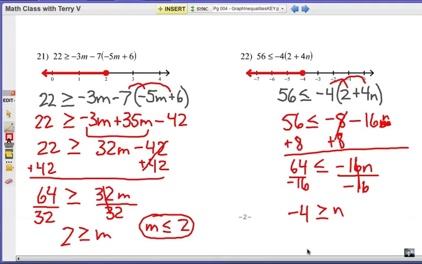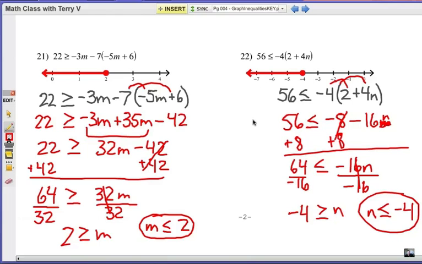Now again, these problems are sort of written backwards with the variable on the right, and to flip it around to get the variable on the left, we have to flip the inequality symbol just so we have the same relationship. So n is less than or equal to negative 4 is algebraically what the answer is, and graphically solid dot on the negative 4 going to the left.